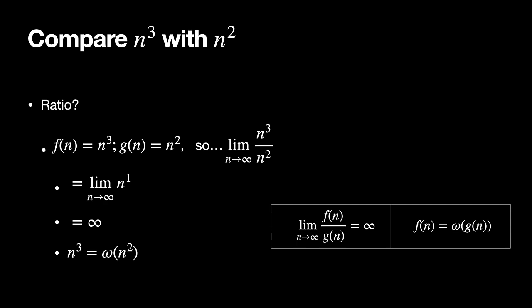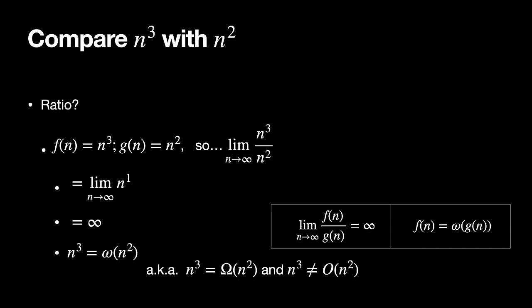And if you remember, little omega is so named because it's related to big omega. So this is also known as saying that n cubed is in big omega of n squared. But of course, we can't say that n cubed is in big O of n squared.